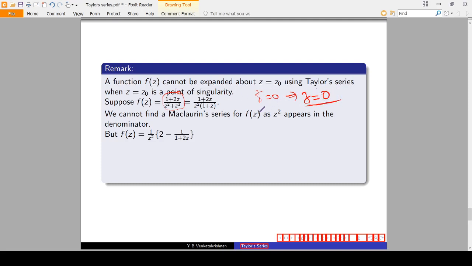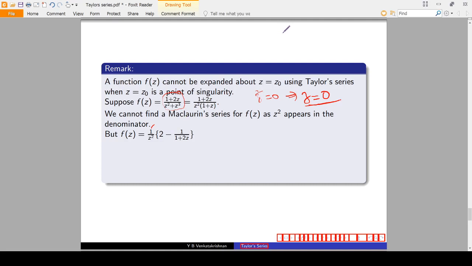But now what I do is, I suitably adjust the function f of z and try to expand f of z using the known series, namely the exponential series or binomial series or logarithmic series or any expansion that is known. I can expand this by suitably adjusting the terms. So now I remove this 1 by z squared and rewrite (1 plus 2z) by (1 plus z) as 2 minus 1 by (1 plus z).